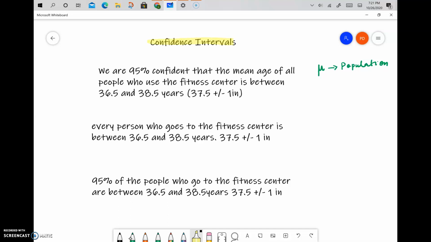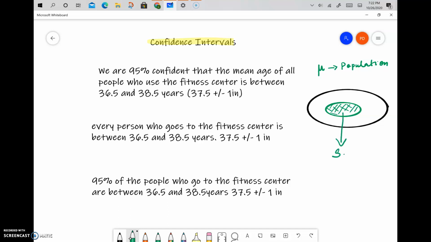A confidence interval is nothing but a range of values that is used to estimate the true mean, the actual mean, or the population mean of any particular population. So the way it goes is we extract a sample from the population. If this is the set of all people that go to a particular fitness center, then we collect a randomly selected sample from this population.